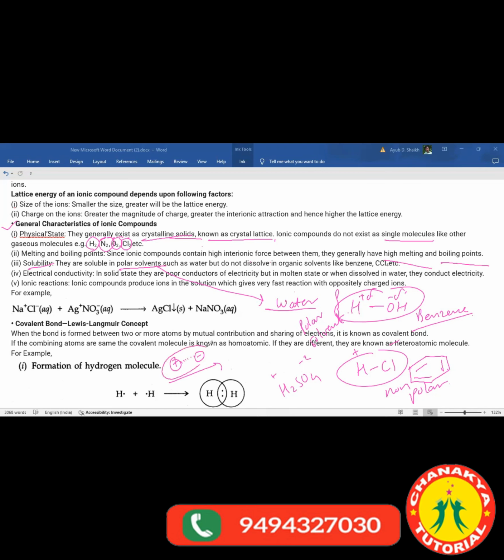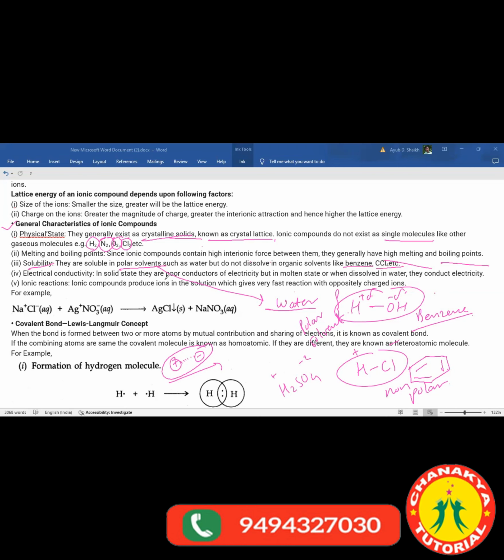So as they get segregated into the ionic form, positive and negative charge, they get easily attracted toward the positive and negative charge present in your solvent and hence dissolve easily, right? But it does not dissolve in your non-polar solvent. Non-polar solvents are given here, see benzene and CCl4, right? Carbon tetrachloride is also a non-polar solvent. Clear? Fine. Now next, electrical conductivity.